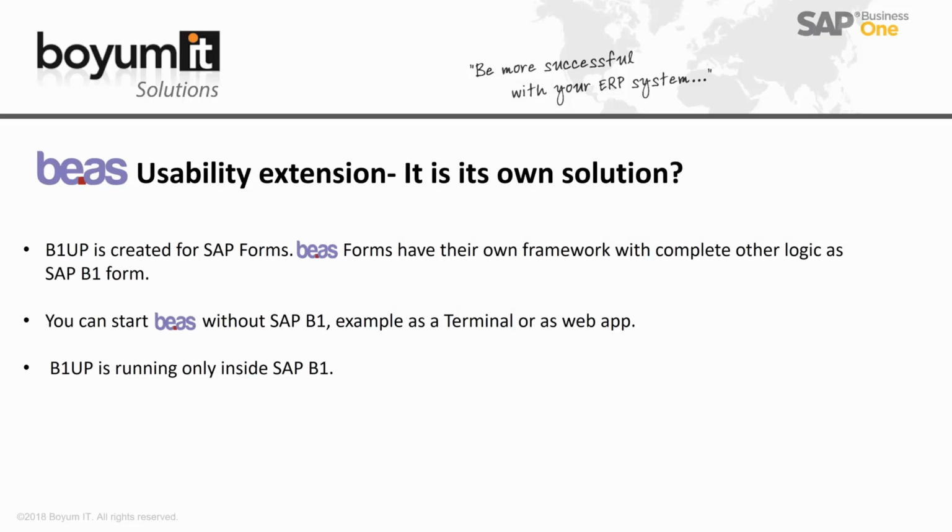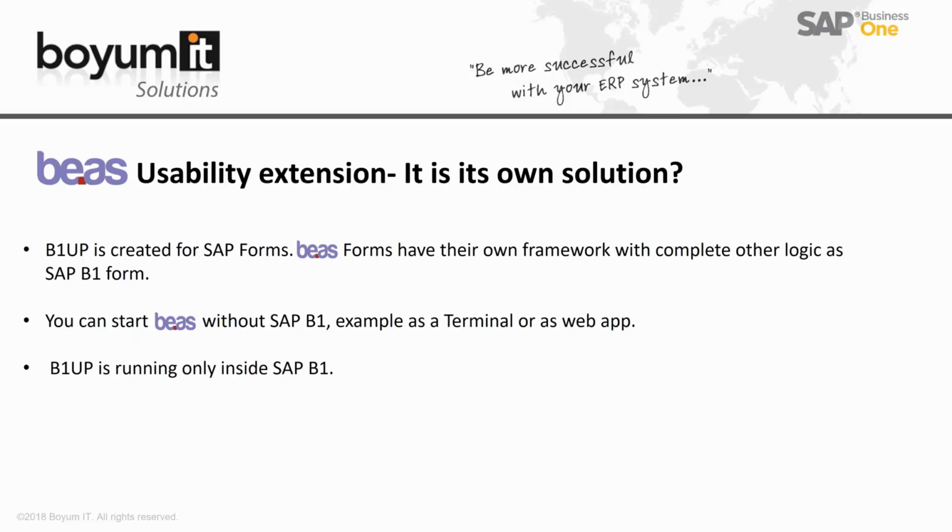So the BEAS usability extension is actually its own solution. You turn it on in B1 app, but it's its own solution because BEAS has a totally different framework. We are working towards making it as similar as possible to the B1 usability package, since a lot of you know the B1 usability package, but there are certain things that need to be a little bit different because of the framework. And it has a different logic than SAP.